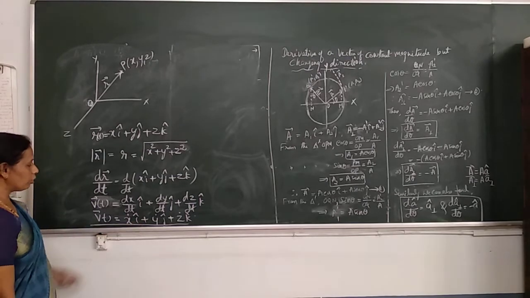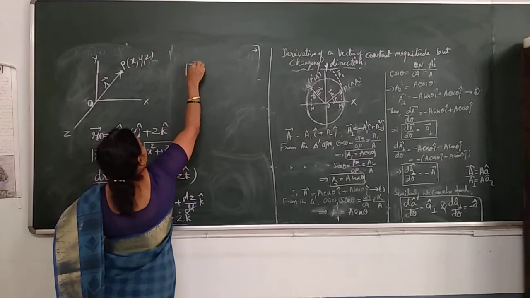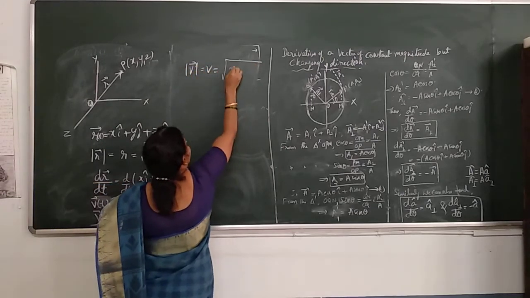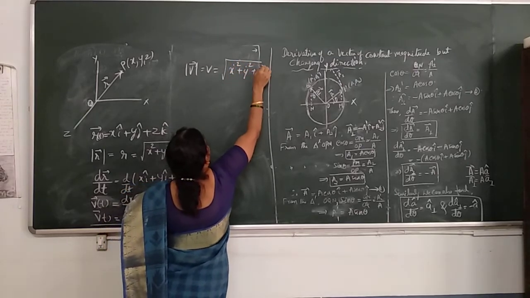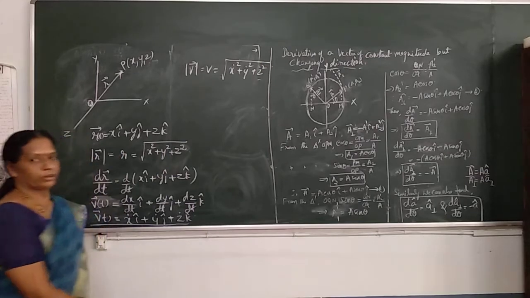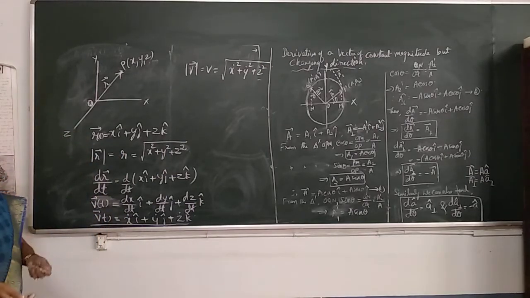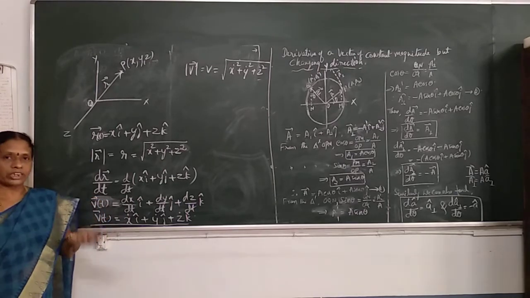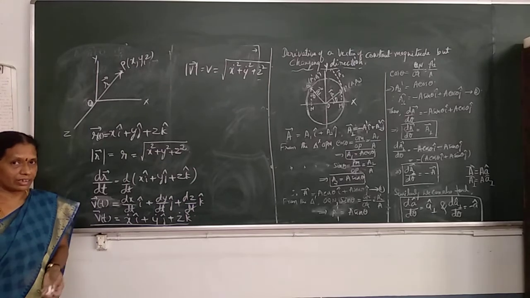What about the magnitude of velocity? Mod v vector, or simply v, is given by square root of x dot square plus y dot square plus z dot square. This is the magnitude. Next, here velocity is also changing with time. Velocity changes with time means the particle has acceleration.